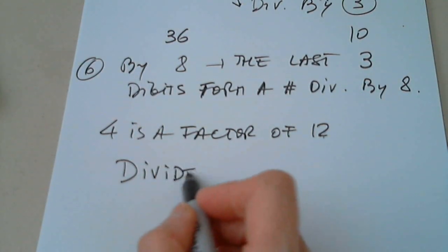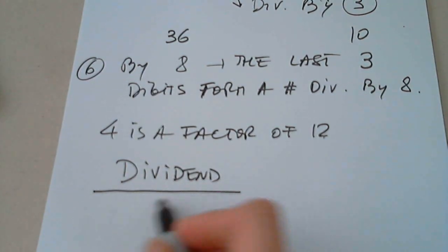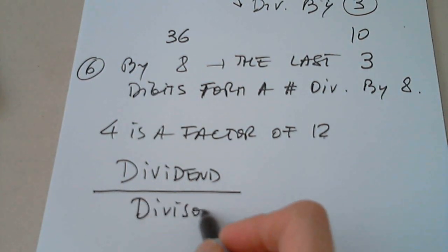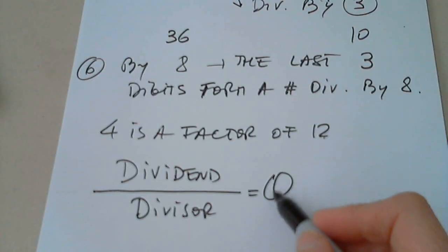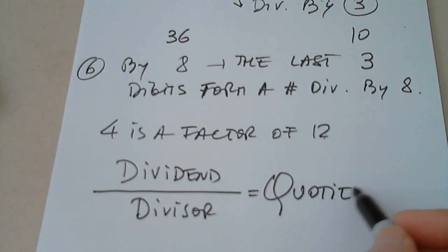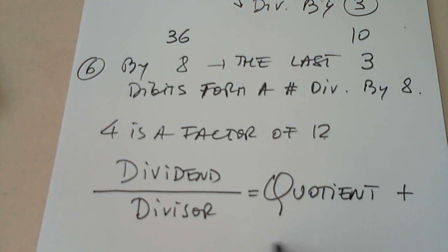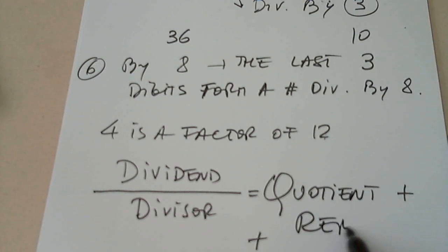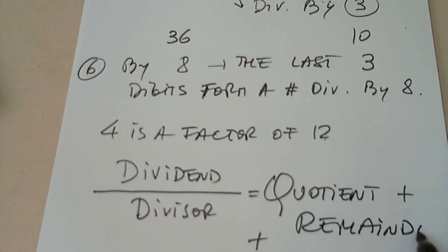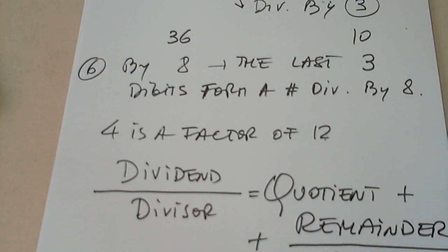So, dividend over divisor equals quotient plus remainder over the divisor. What is this? And I'm going to give an example right now. This example that we just looked at.